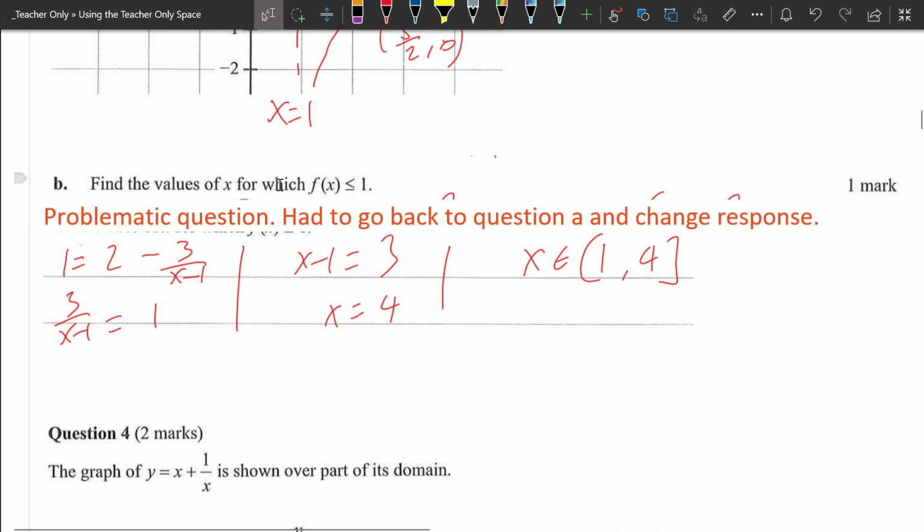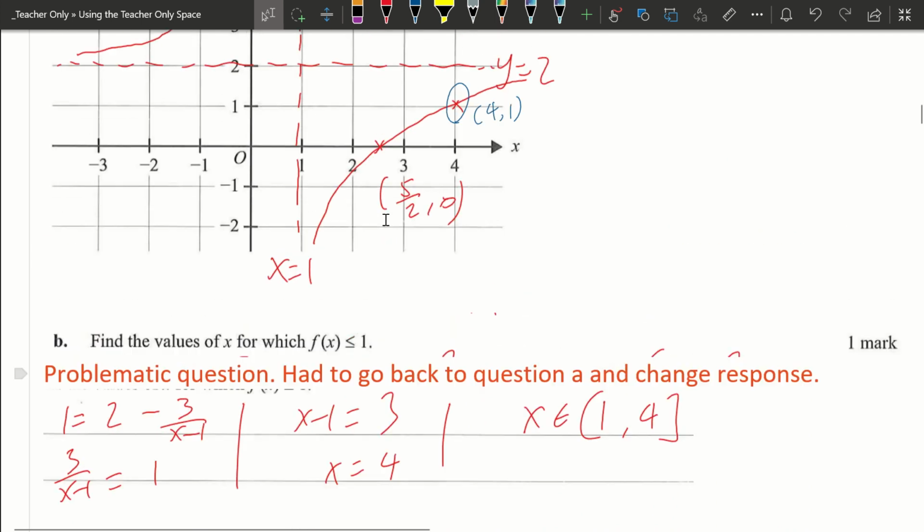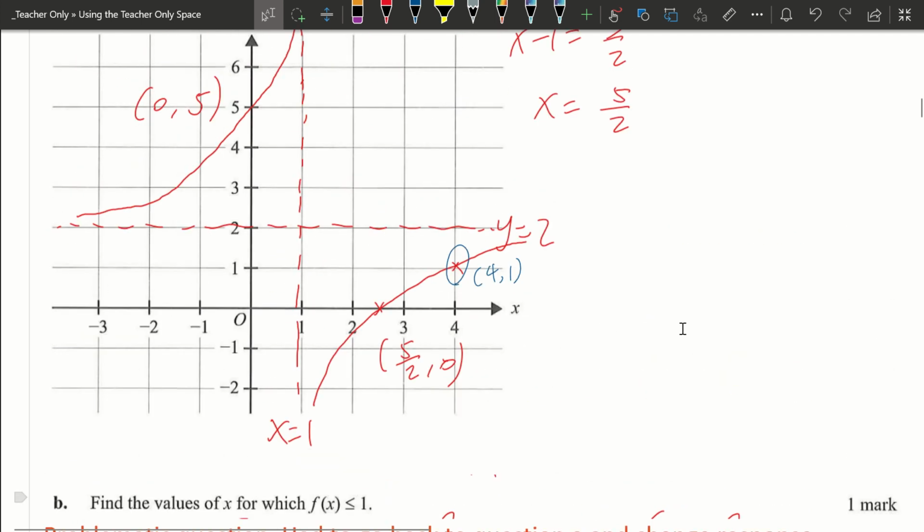Question B says, find the values of x for which f(x) is less than 1. Well, less than or equal to 1. So to do that, it's almost always helpful to visualize things. And this is the visualization right here. That is y = 1. So that horizontal line is y = 1.